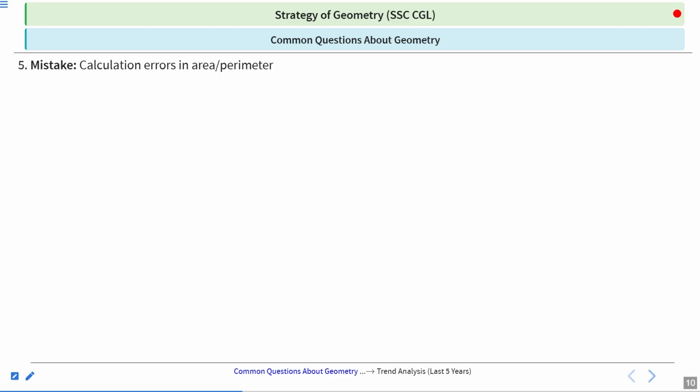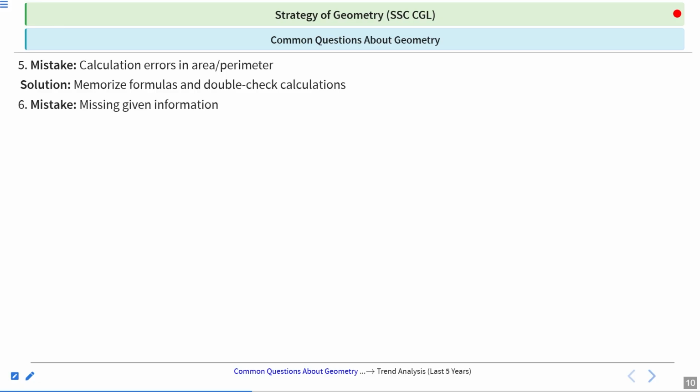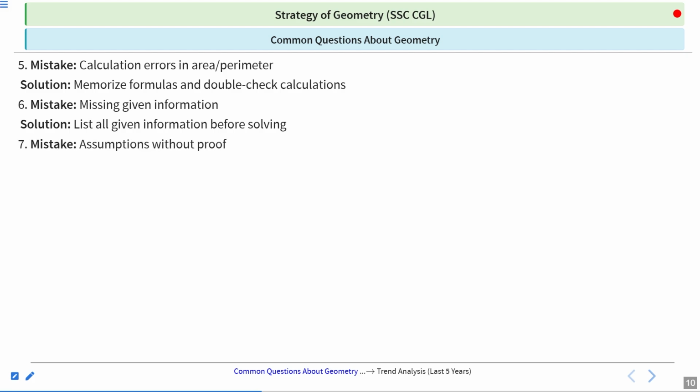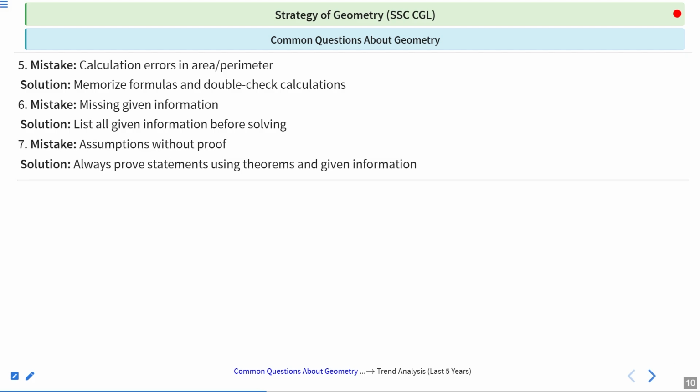Next mistake is calculation error in area and perimeter. The solution is to memorize formulas and double check calculations, because when you calculate area it is important to calculate correctly. So always check your calculation twice when you mark your answer. Next mistake is missing given information. The solution is to list all given information before solving the question. Next mistake is assumptions without proof. The solution is to always prove statements using theorems and given information.